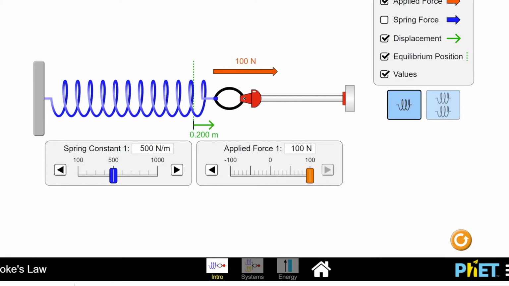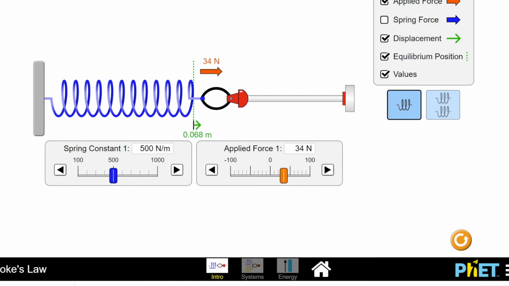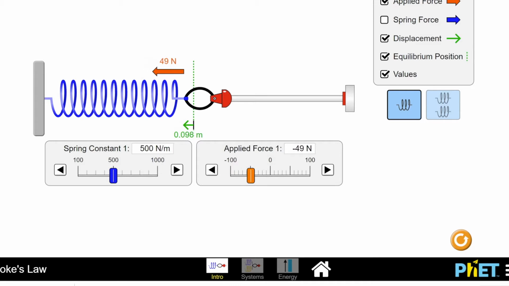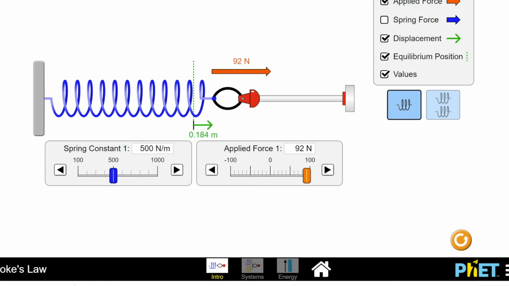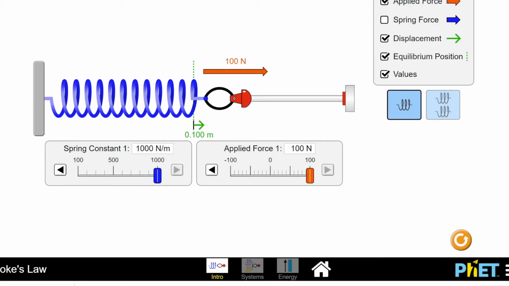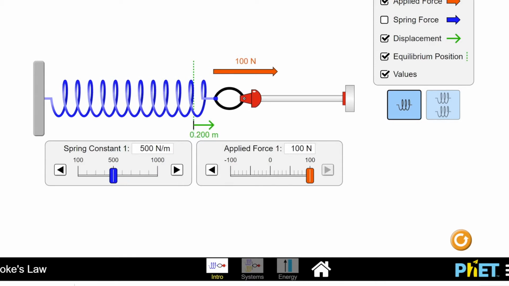So I can apply different forces, both stretching the spring and compressing the spring. And we could also change the spring constant. So if I put in 100 newtons there, I've got an extension of 0.2 meters. If I double the spring constant, I halve the extension, because I'm making the spring stiffer, or more stiff.